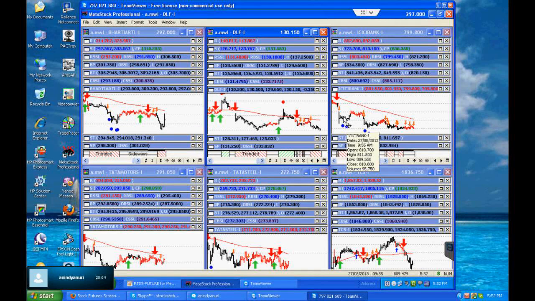But on SMS, we have to stick by the stop loss and we have to stick by the target, because we can't keep sending messages again and again for everything. But our calls are based on this.